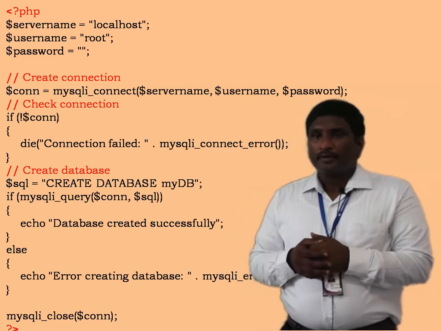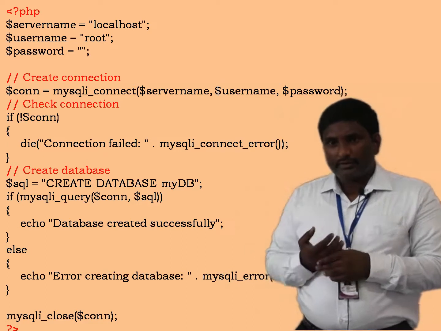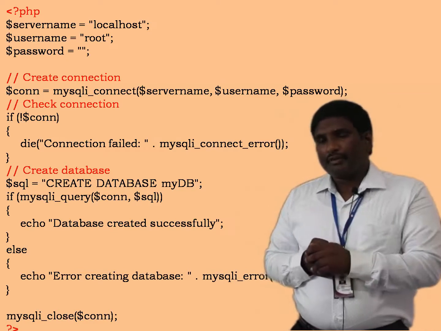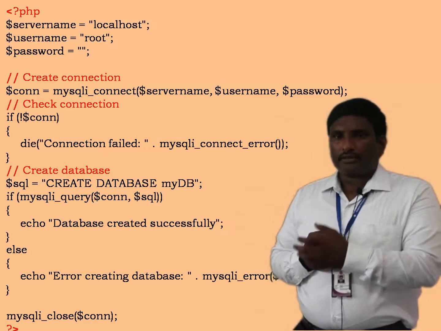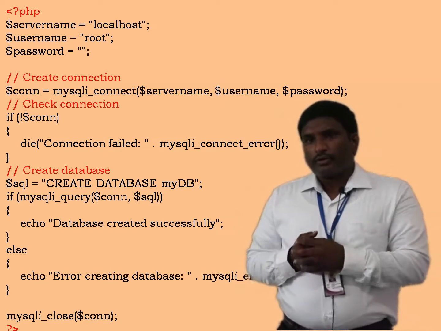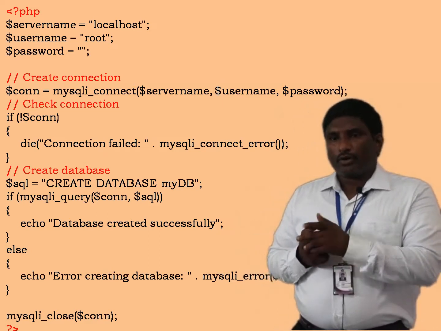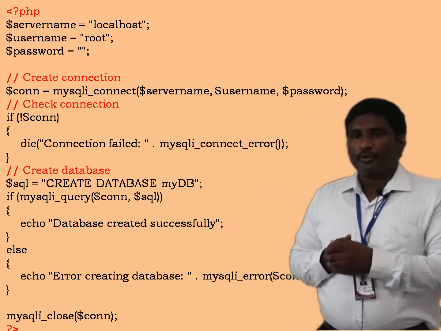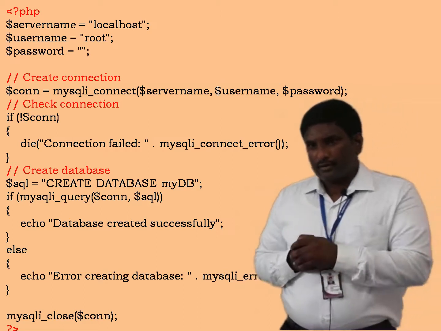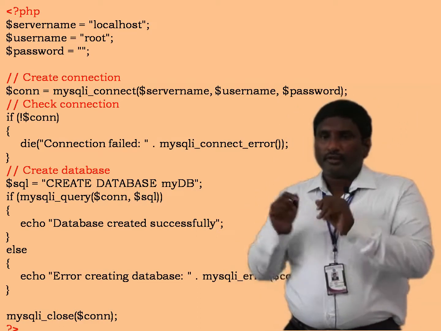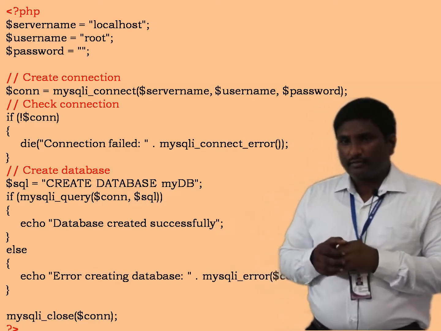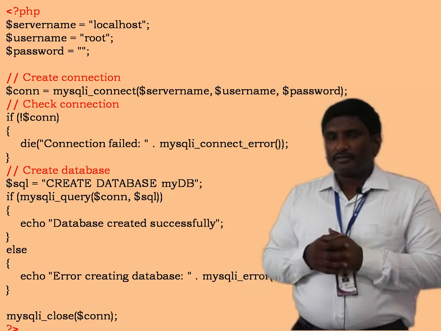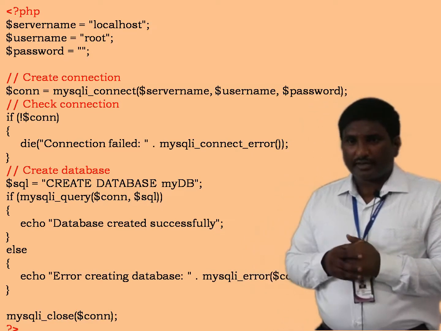So here is how to create a database in MySQL server. My server name is localhost. I have given variables in order to connect with MySQL. $servername equal to localhost, $username equal to root. Here the username of the MySQL is root and the password is null, so I simply used double quotes. By passing these three variables to mysql_connect, I am using procedural here, the connection variable is created and the connection is established.